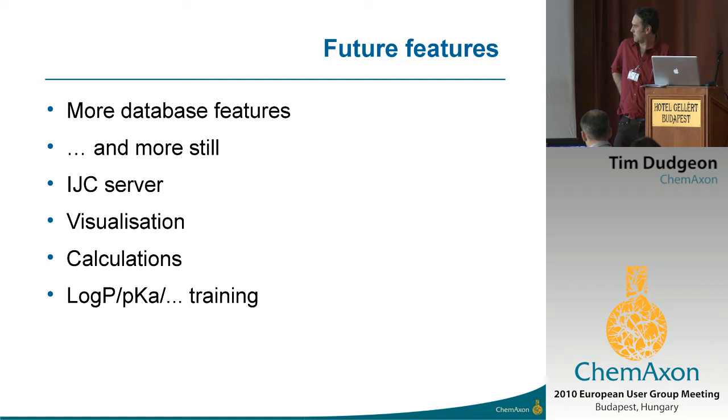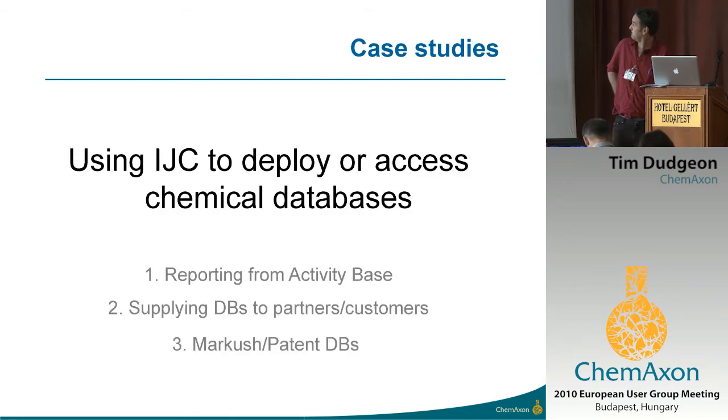And finally, another module that some of the ChemAxon people here have been working on is a training module for things like logP and pKa. That should be hitting the streets reasonably soon. So I'm now going to move on to some case studies.